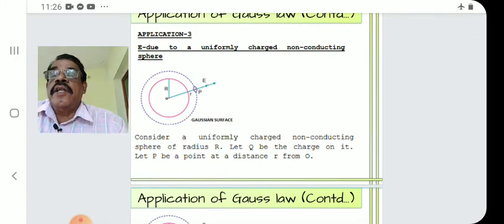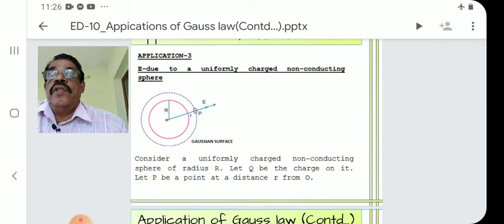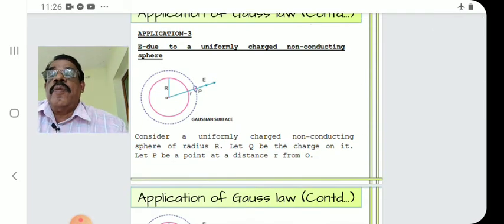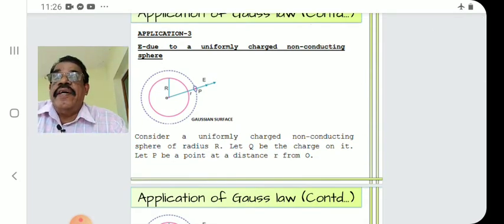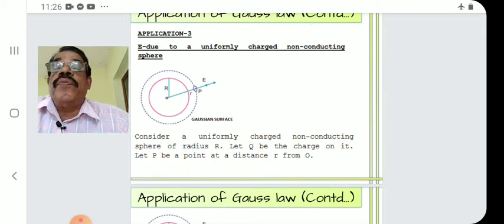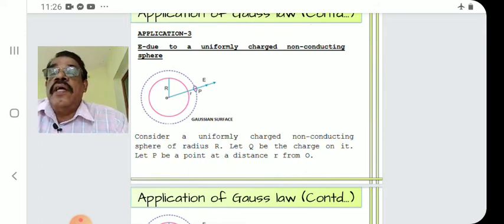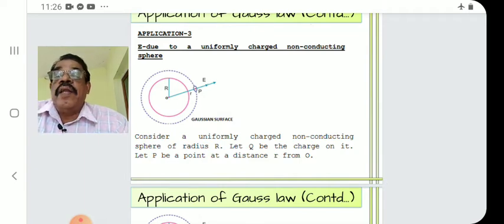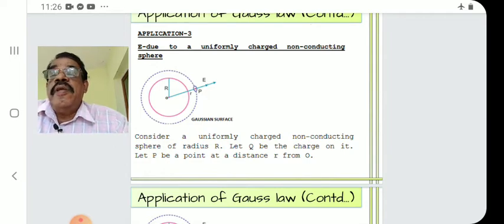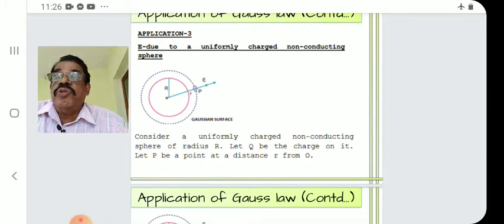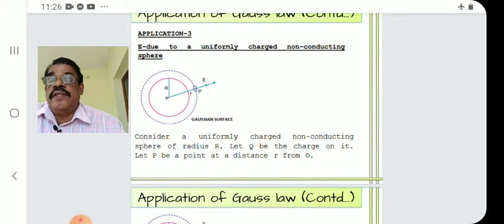Here the red marked sphere is a non-conducting sphere. That is, all charges will not come to the surface. Charge will remain inside also. Consider a uniformly charged non-conducting sphere of radius capital R. Let Q be the charge on it. Let P be a point at a distance r from O. The charge is distributed on the entire spherical non-conductor.